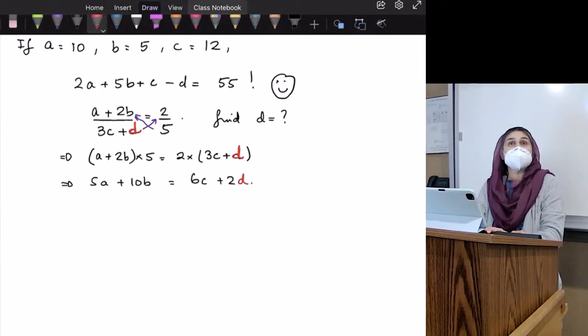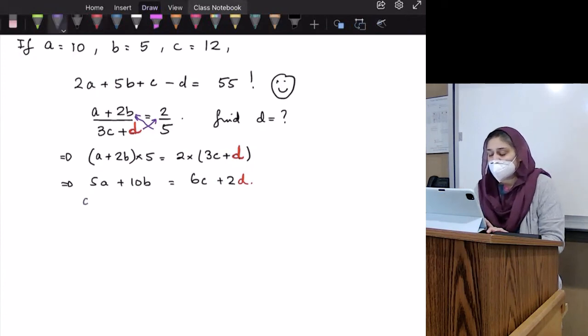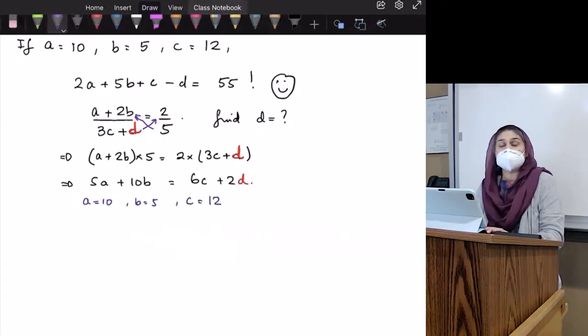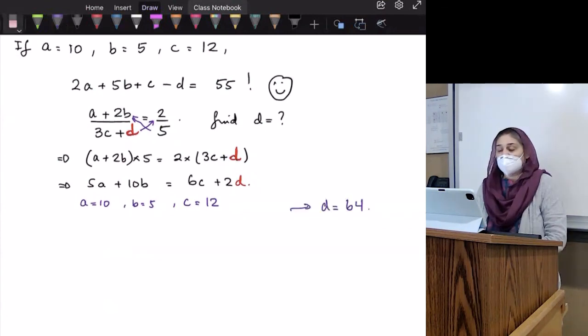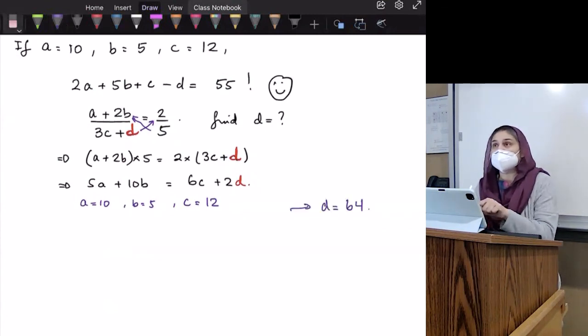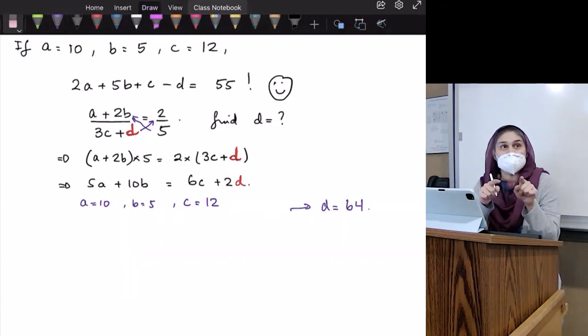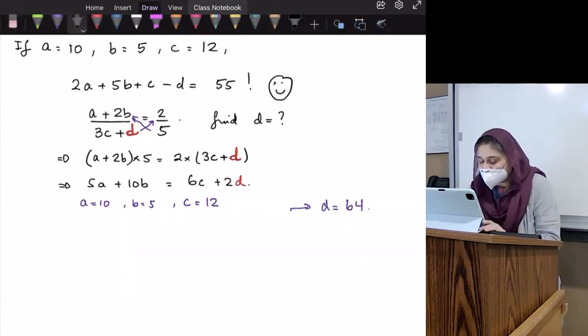So far, so good? Now, what is A? A is 10, B is 5, C is 12. Plug in the numbers and solve. Oh, does everybody know how to move things around, like when it goes from one side to the other? Actually, let's just do that all together.